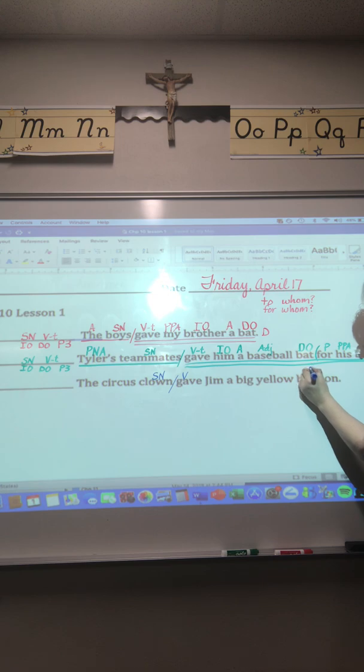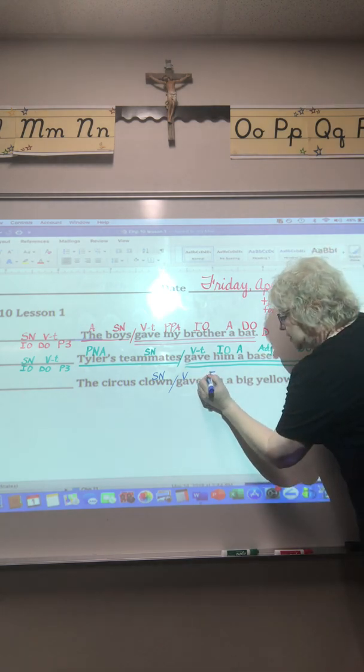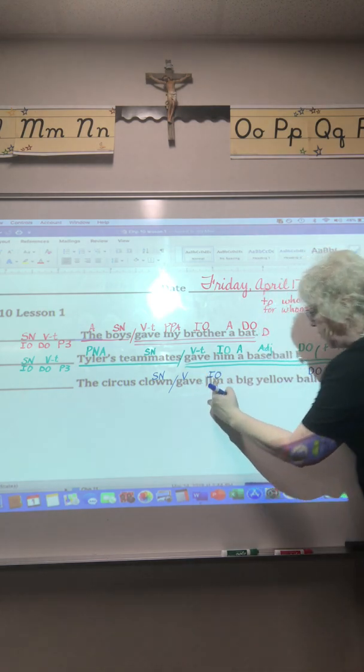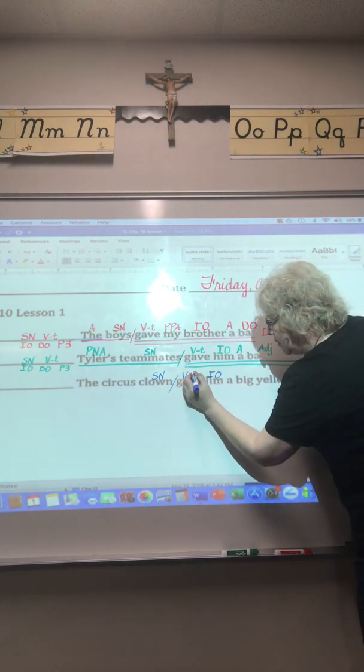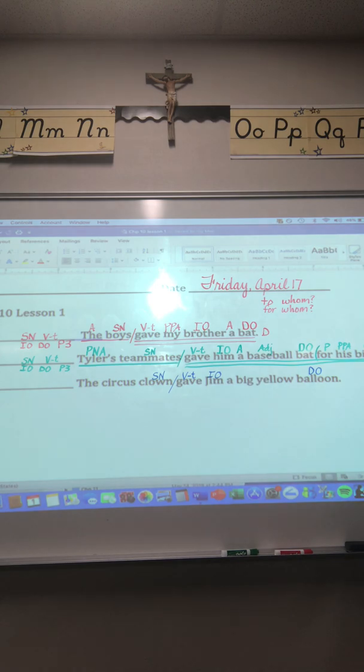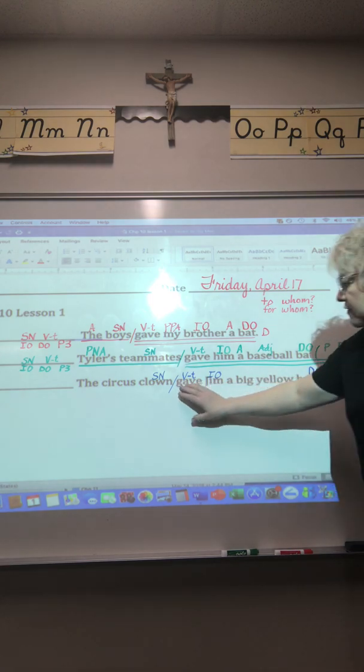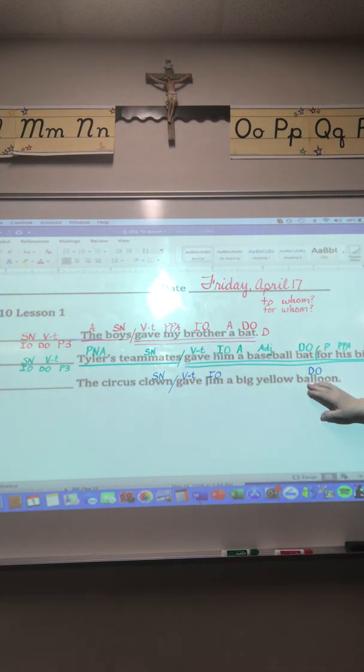So this is the direct object. Does it say who the balloon was given to? Yes, it does. It says it was given to Jim. So now we have our indirect object and our direct object. Make sure you go back now and put verb transitive, because we always have to have verb transitive if we have a direct object, always.